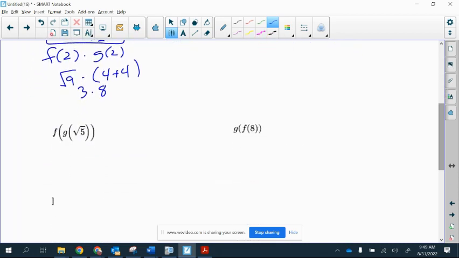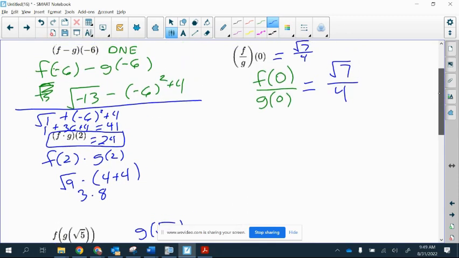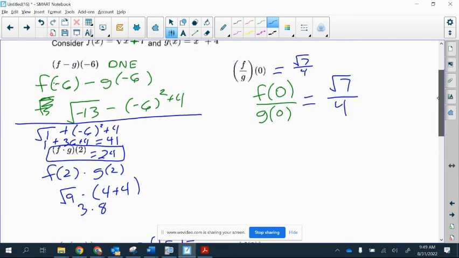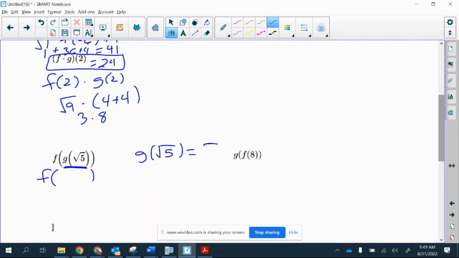Now down here, this is a function within a function. What's happening is we have f's input being g of the square root of 5. So we can first find g of the square root of 5 and then input that into f. G of the square root of 5, g of x is x squared plus 4. So we have the square root of 5, the input, being squared, plus 4.